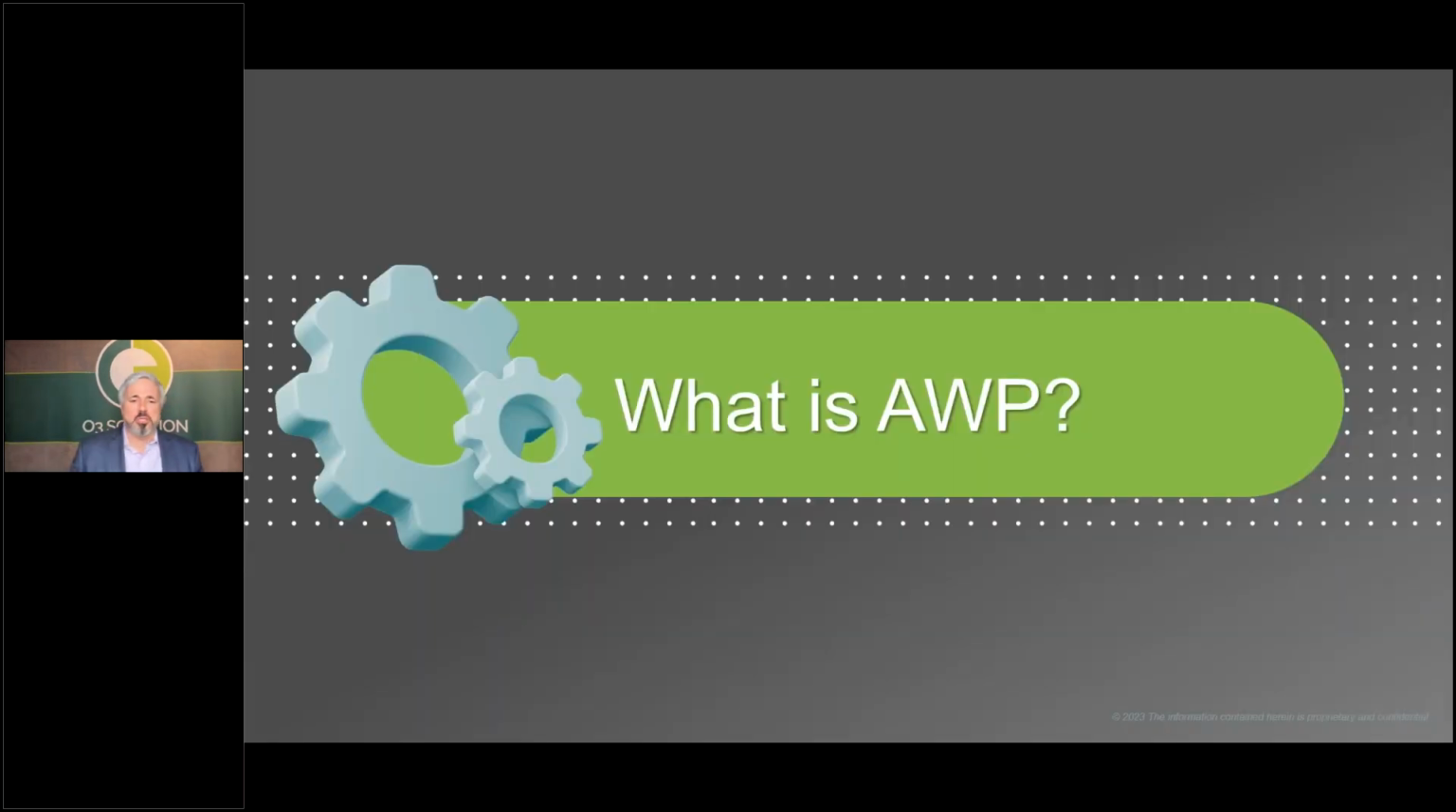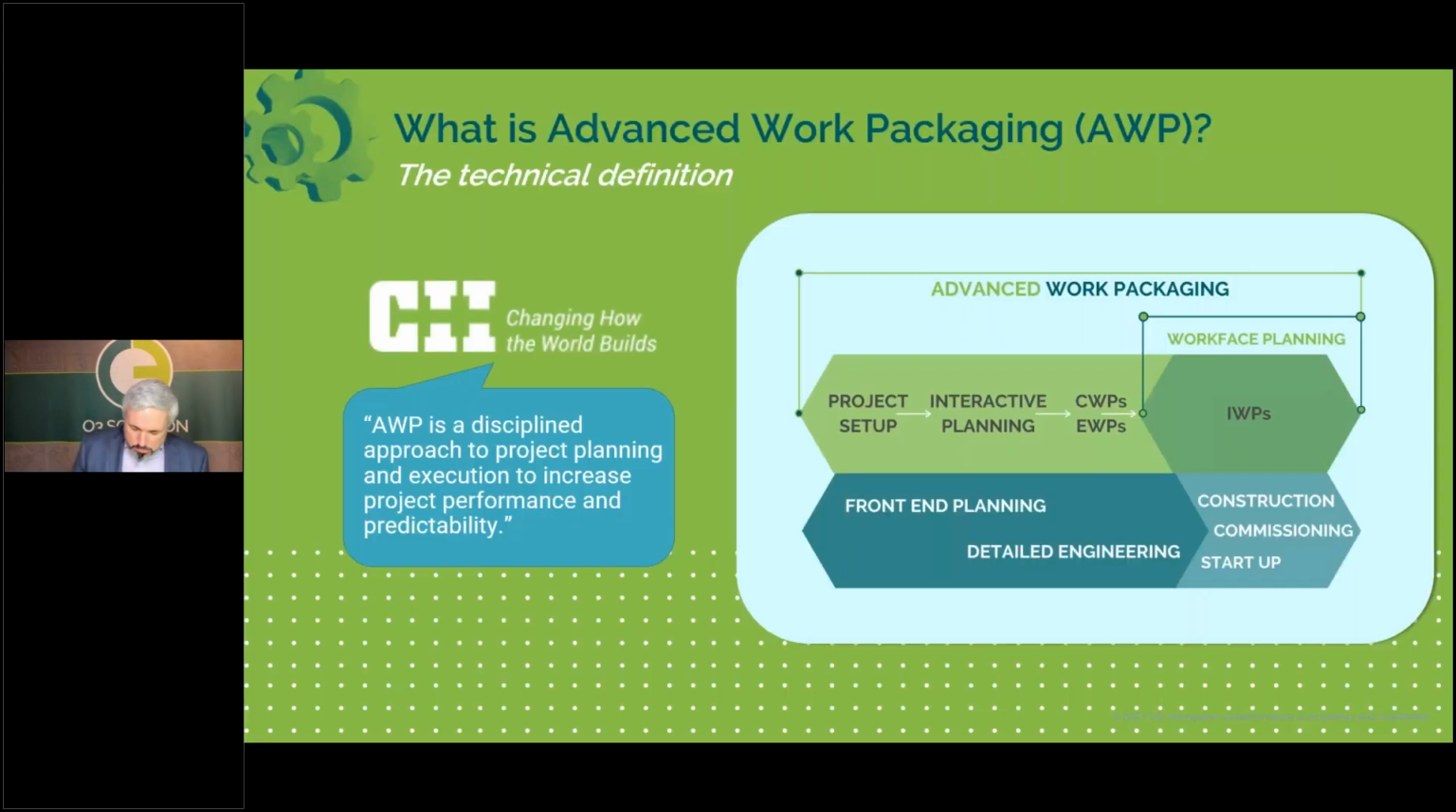So what is AWP? You keep talking about AWP. What is that? Well, AWP is a project execution methodology. It is a best practice from the Construction Industry Institute, or CII. The main thing I want people to understand is that it is a disciplined approach to project planning and execution.